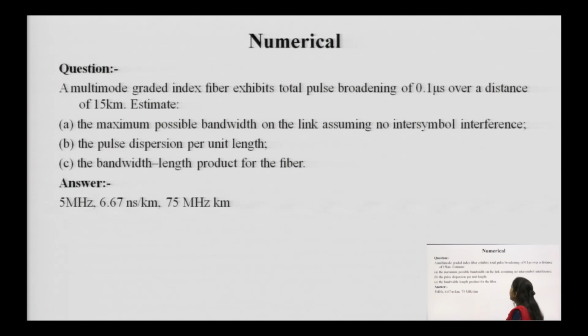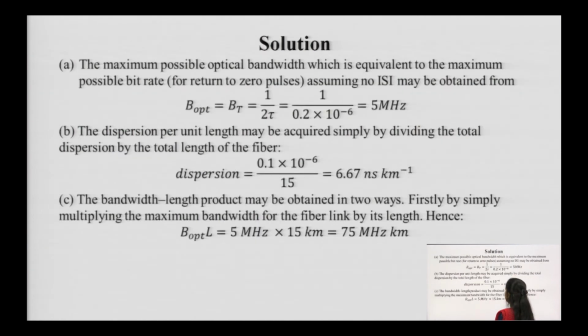Now, let us do a numerical related to that. In a multimode graded index fiber which exhibits a total pulse broadening of 0.1 microsecond over a distance of 15 kilometers, you have to calculate the maximum possible bandwidth of the link, that is BT, the pulse duration per unit length, and the bandwidth length product of the fiber.